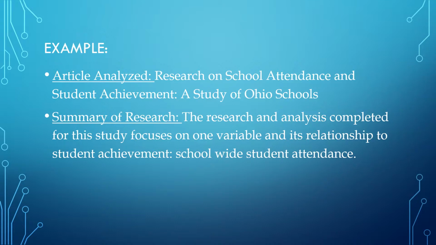As an example, I researched an article titled Research on School Attendance and Student Achievement, a Study of Ohio Schools. This research was conducted in order to complete an analysis for the study and focus on a variable and its relationship to student achievement, this variable being student-wide attendance. The initial focus of this research study was to determine if there was a significant positive relationship between student achievement in Ohio schools as measured by the Ohio Proficiency Test and student attendance in grades 4, 6, and 12.